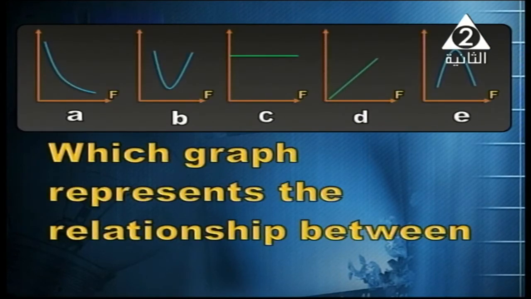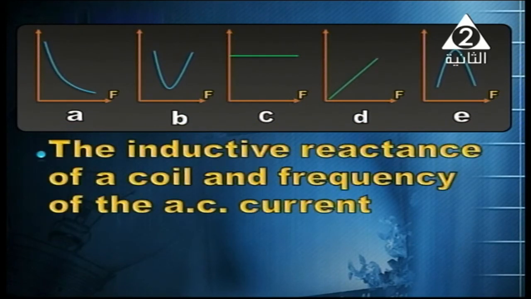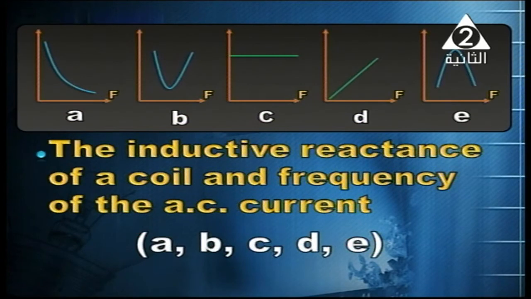Another choice, you're given some graphs. Which graph represents the relation between the inductive reactance of a coil and frequency of the AC current? Inductive reactance is directly proportional to the frequency. So is it A, B, C, D, or E? It is directly proportional, so it must be D, of course.